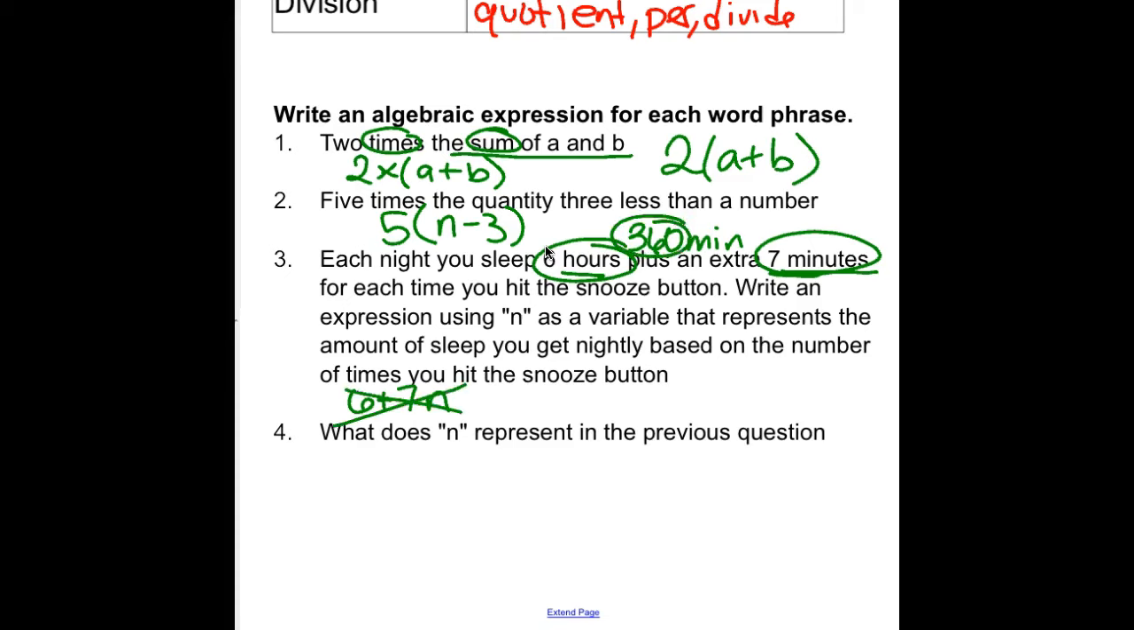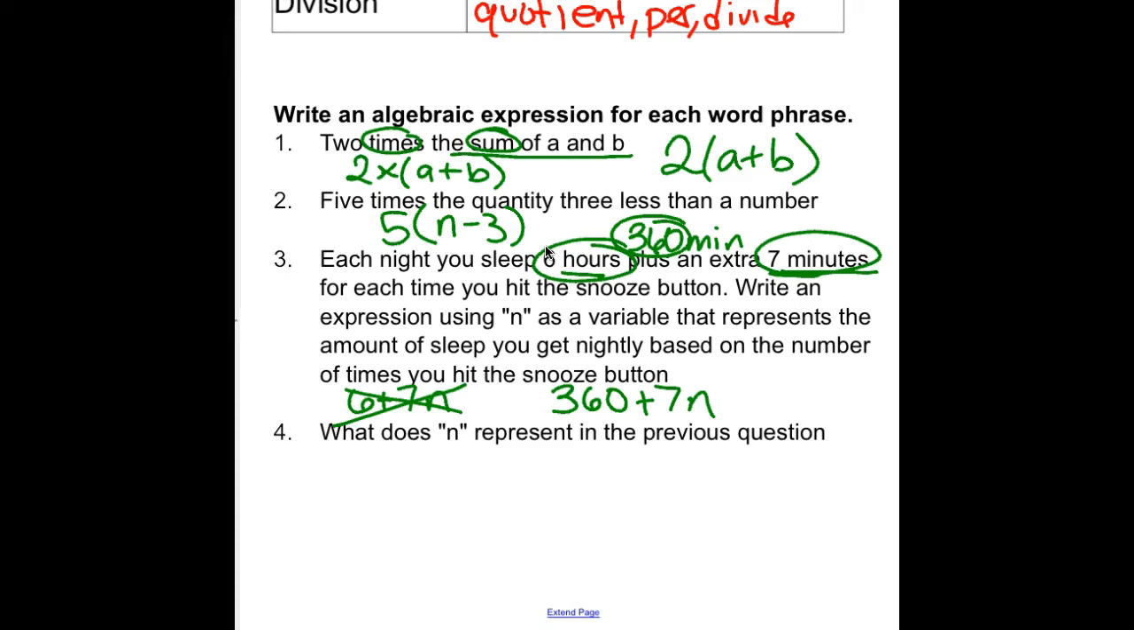So we know that this is actually wrong. So you're going to sleep 360 minutes plus 7 minutes for each time that you hit the snooze button. There's 360 plus 7n. Now, this next question says, what does n represent in the previous question? That's always something they should be paying attention to. They even define it for you in the previous question. So if they do define it, make sure you're reading that carefully. If they don't, see if you can figure out what it is.